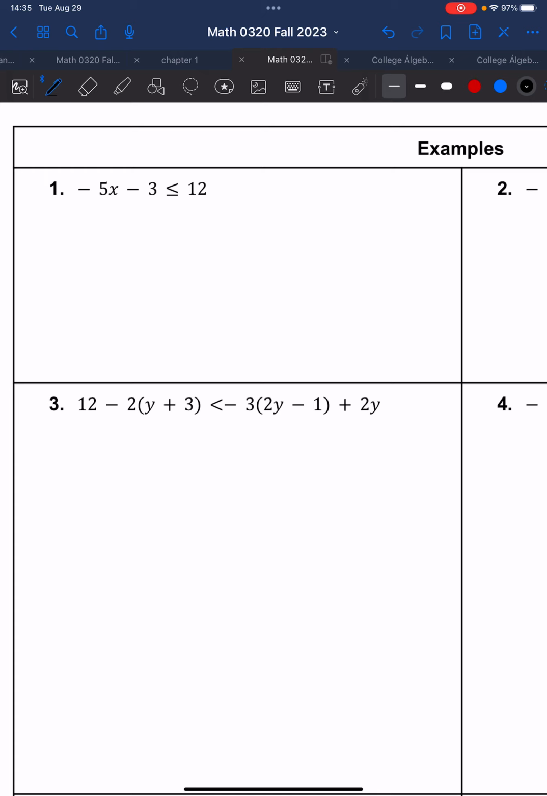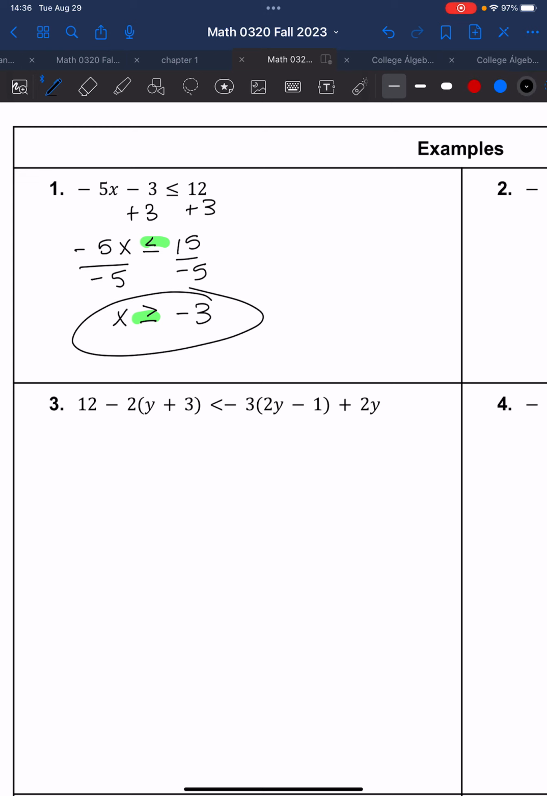Example 1, we have negative 5x minus 3 is less than or equal to 12. Here, all they want us to do is just get our variable by itself. So first thing I'm going to do is add 3 to the other side, and I get negative 5x is less than or equal to 15. Divide by negative 5, and I get x is greater than or equal to negative 3. Because I divided by that negative number, my inequality sign flipped. Okay, and this is my answer.